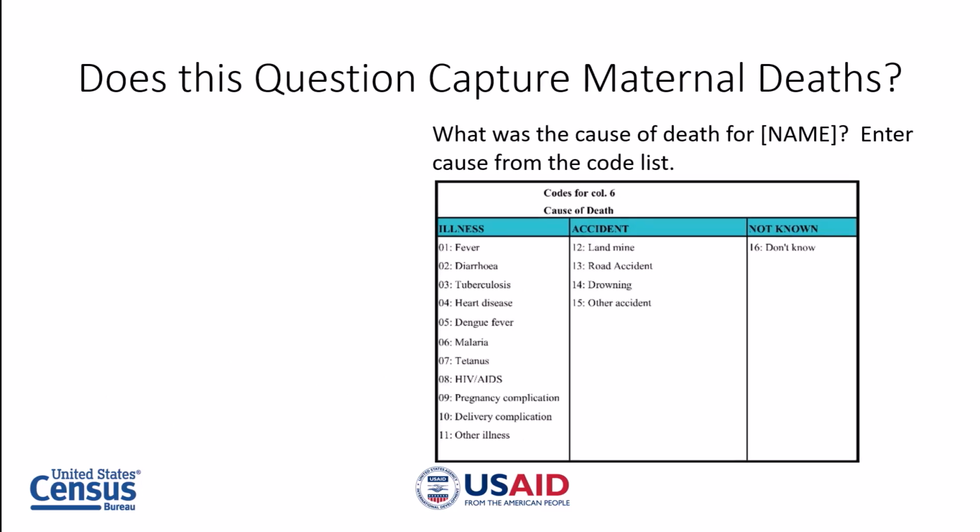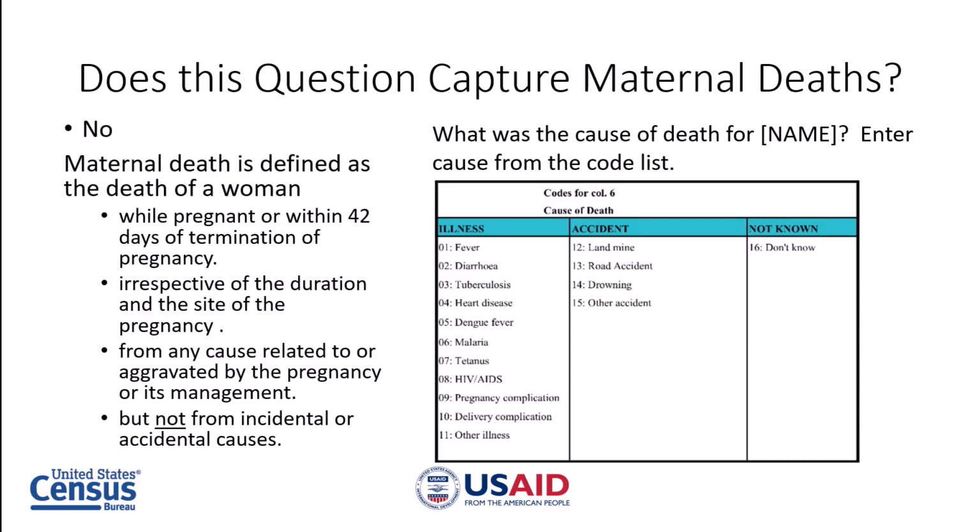How about maternal deaths? Does this question capture maternal deaths? If you said no, you are correct. As you recall, the definition of maternal death is the death of a woman while pregnant or within 42 days of termination of pregnancy, irrespective of the duration and the site of the pregnancy, from any cause related to or aggravated by the pregnancy or its management, but not from incidental or accidental causes. So maternal deaths are a subset of pregnancy-related deaths. So since pregnancy-related deaths are not captured here, neither are maternal deaths.